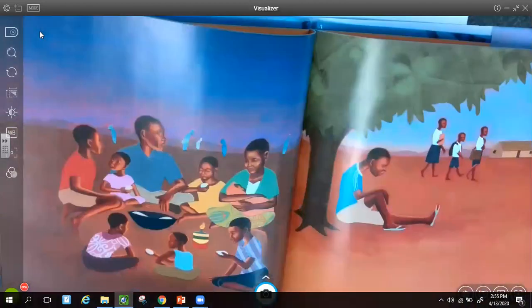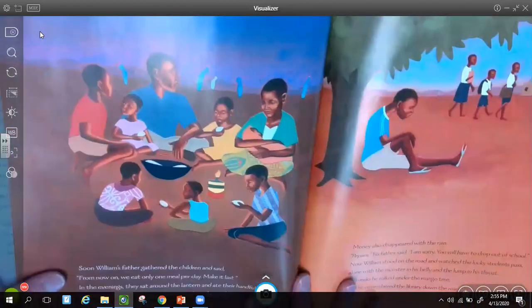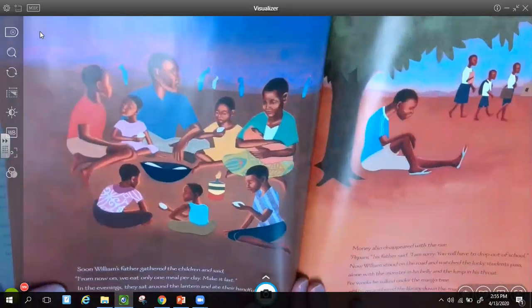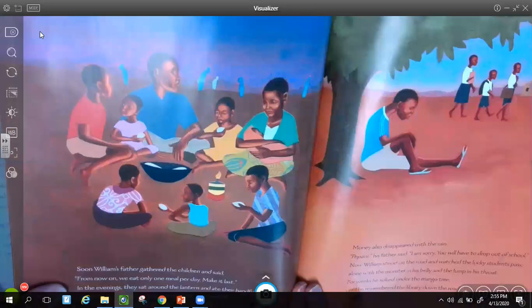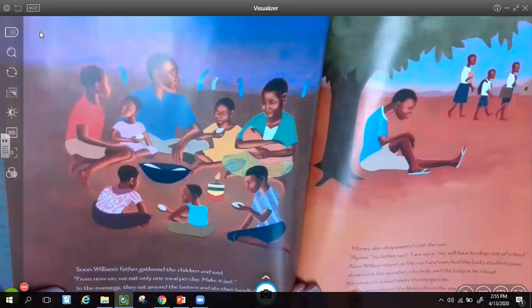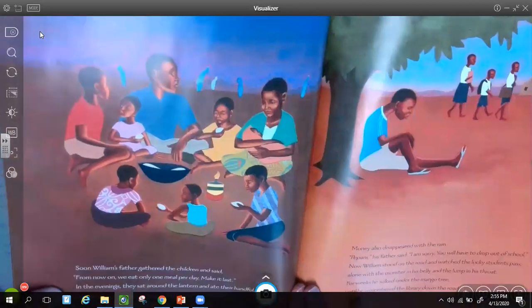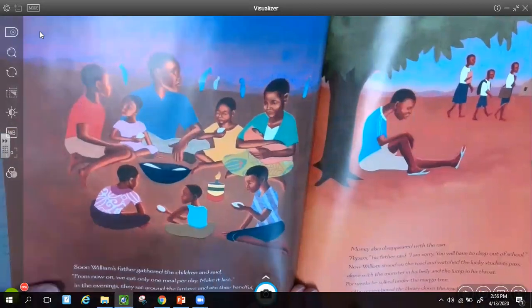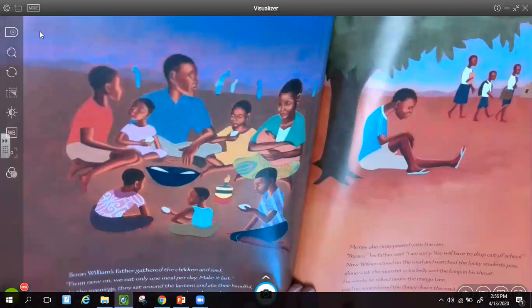Soon, William's father gathered the children and said, "From now on, we eat only one meal per day. Make it last." In the evenings, they sat around the lantern and ate their handful, watching hungry people pass like spirits along the roads.